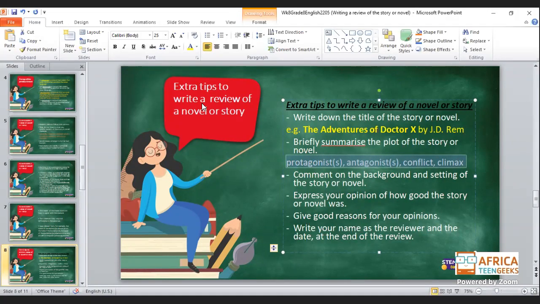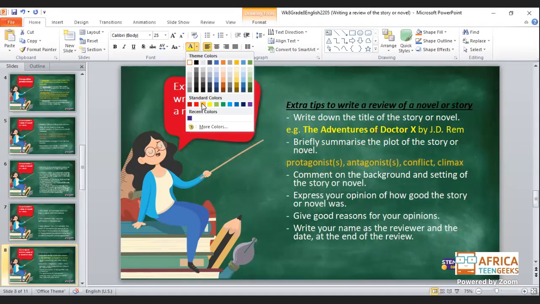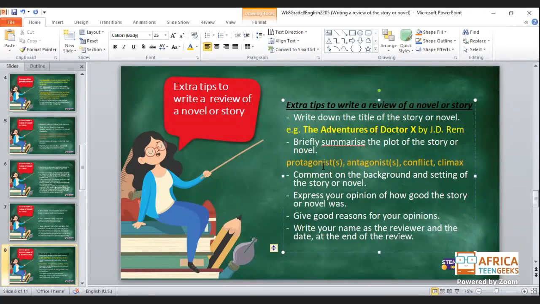Remember what I said in those previous lessons. We said that a protagonist is the main character. So you cannot say anything about the plot of a novel or a story without saying anything about the main character. The main character really is everything. So the main character is the protagonist. Then the antagonist is the person who is in conflict with or against the protagonist.